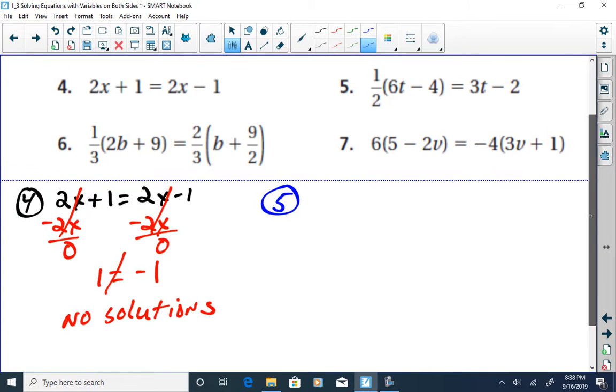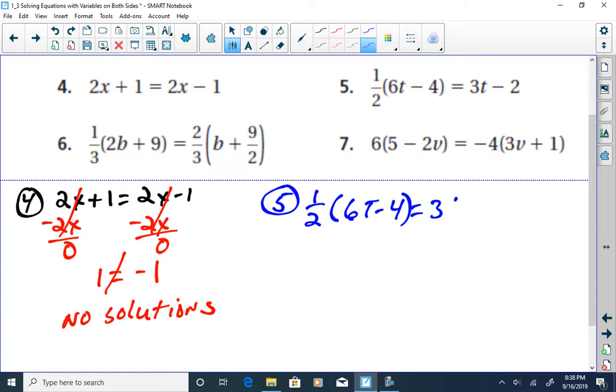Problem 5, we have 1/2 times the quantity 6t minus 4, equals 3t minus 2. I use my distributive property over here. 1/2 of 6 is 3, so we have 3t, minus 1/2 of 4, which is 2. That's going to be the same as the 3t minus 2 over here.